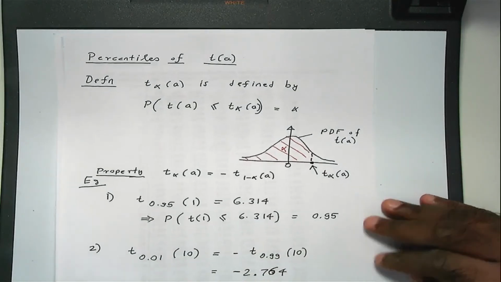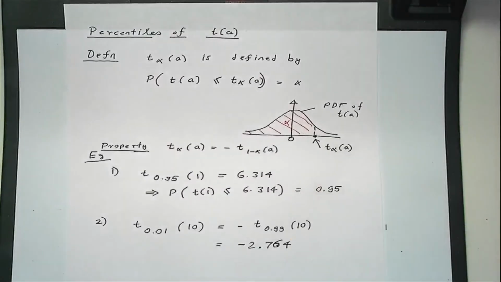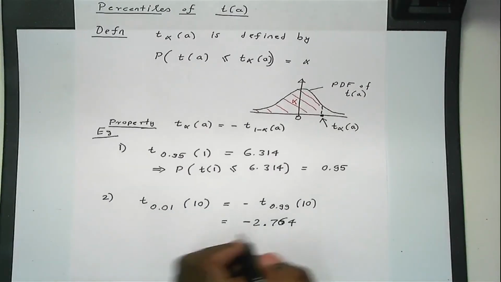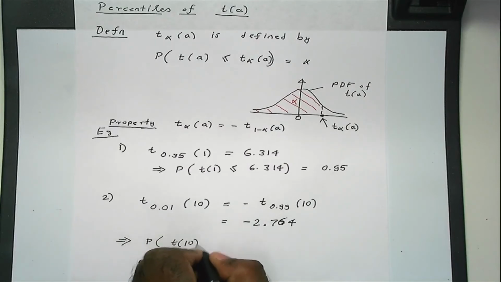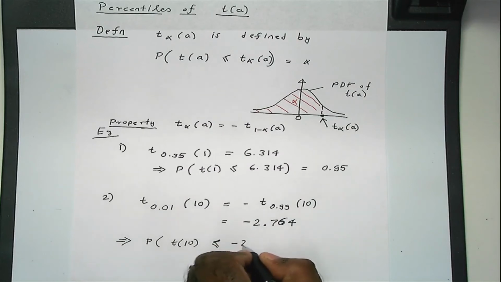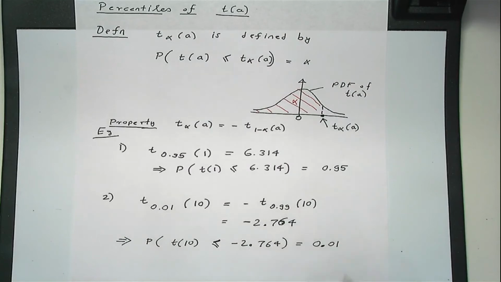All right. So these are just two examples on how to read the percentiles of a t distribution, right? So once again, what this means is that the probability that a t variable with 10 degrees of freedom is less than or equal to minus 2.764 is 0.01. Okay. All right. So this is the section on percentiles, and the next section I'm going to look at is properties.